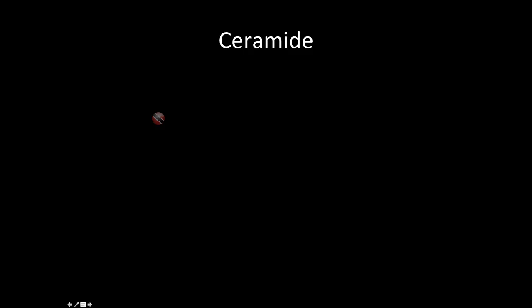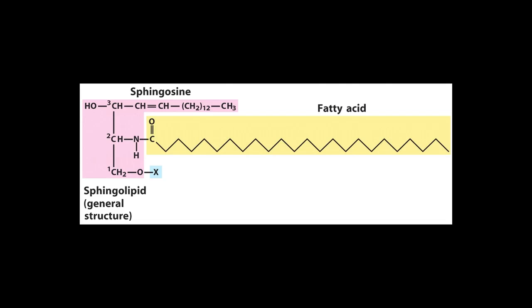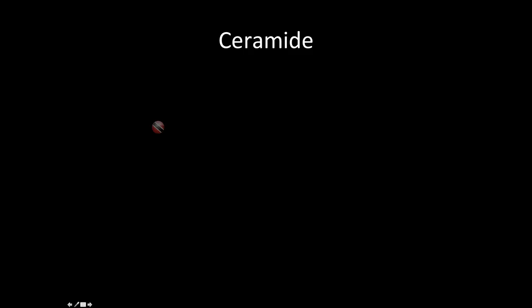Alright, as I said, let's describe ceramide. Again, it's a sphingosine backbone, and we have already described that. The only thing new here is that the fatty acid is linked to the carbon 2 amino group of sphingosine by an amide bond. So let's go back. This here that we had already boxed off before is an amide bond. The fatty acid would have combined with the amino group on carbon 2 of sphingosine to form an amide bond. So that's what we have here.